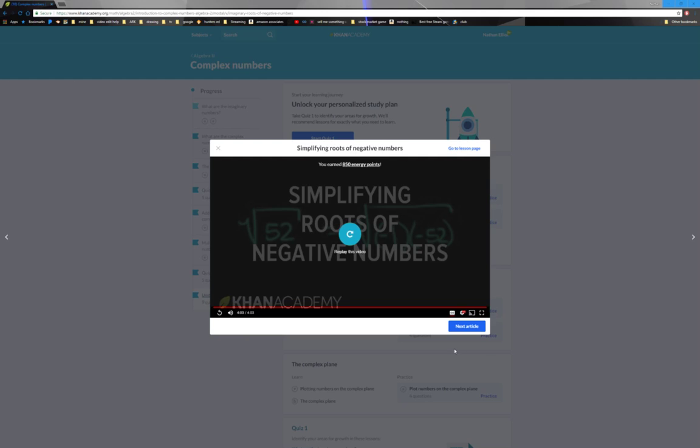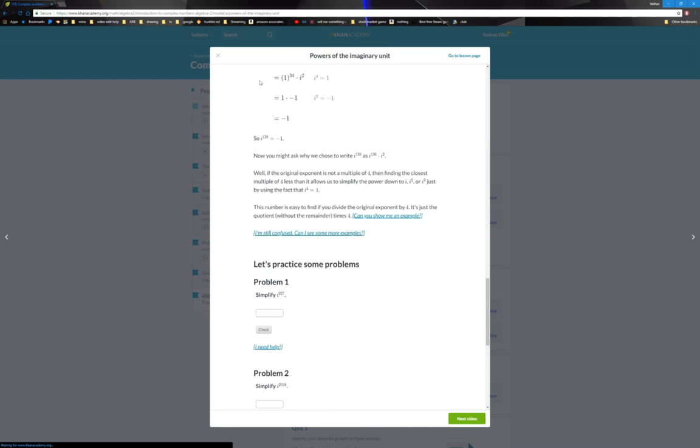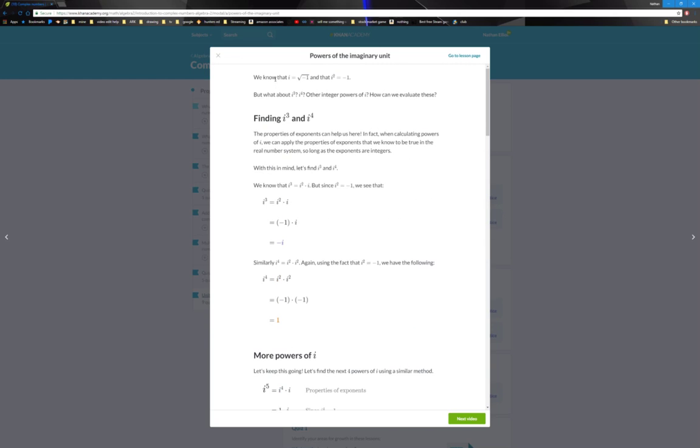Alright, now we have another article to do. The power of the imaginary unit. So I'll drop down to the bottom again. We know that i equals the square root of negative 1, and that i squared equals negative 1. But what about i to the third or i to the fourth? Other integer powers of i.